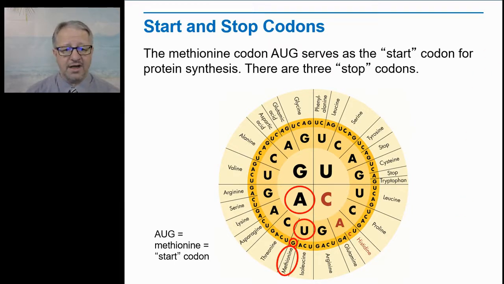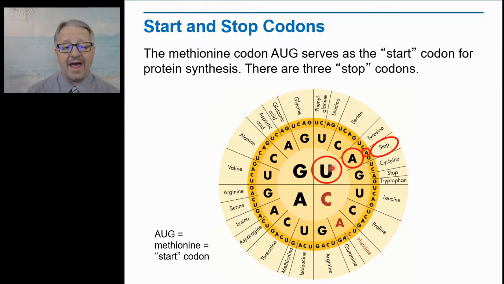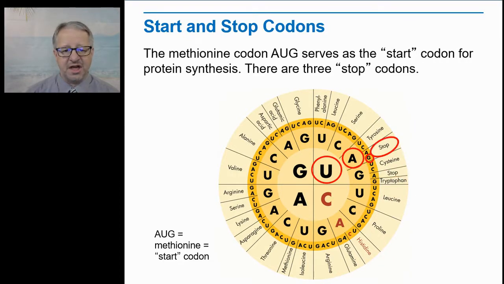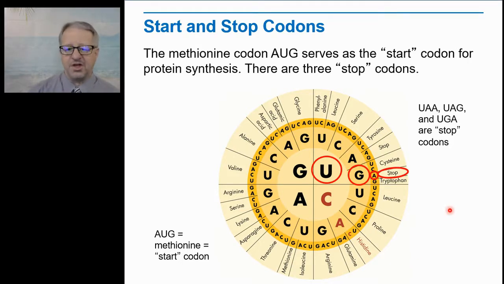All right, the first one is UAA. UAA is a stop codon. Okay. Now we can simply change the third A to a G, and again, it's still a stop codon. Okay. And there is one other stop codon you might notice right here, and that is UGA. So UAG, UAA, and UGA all are stop codons.